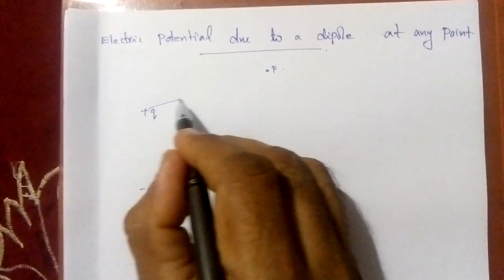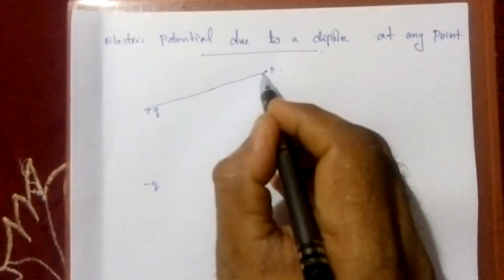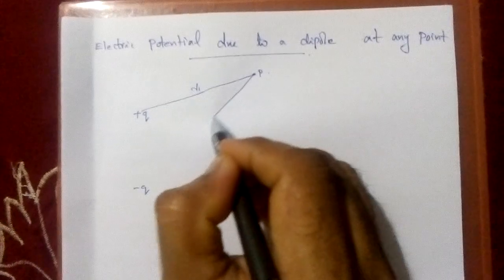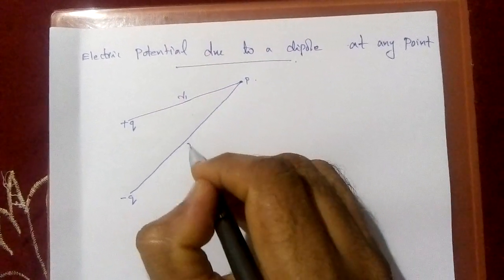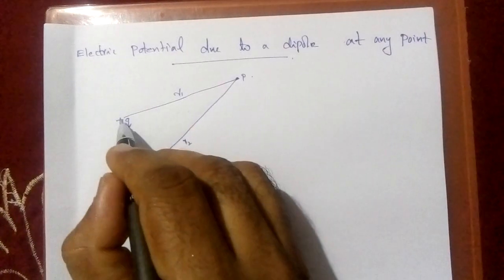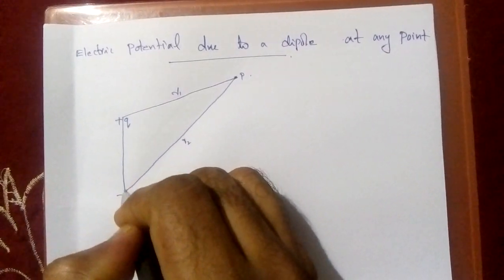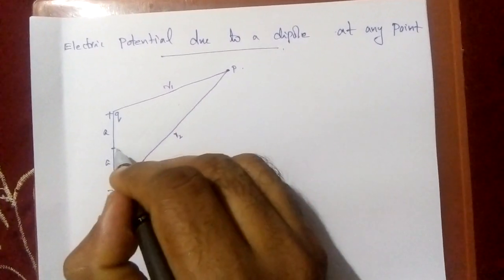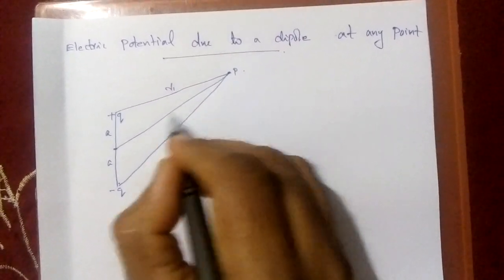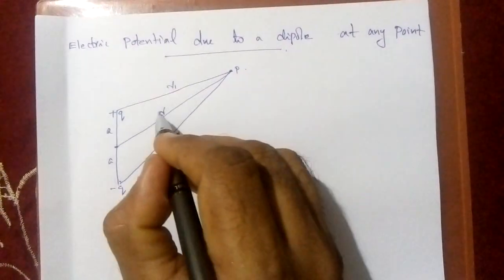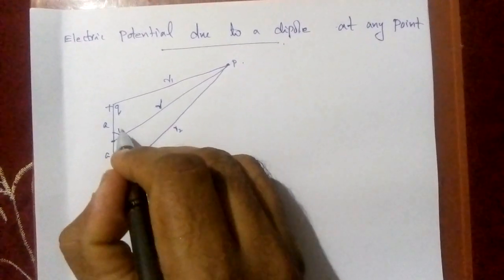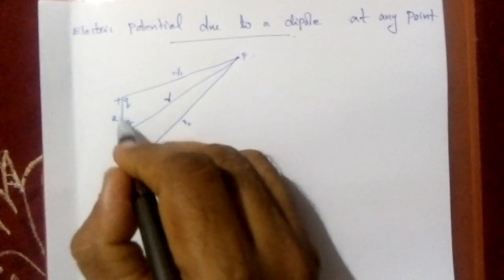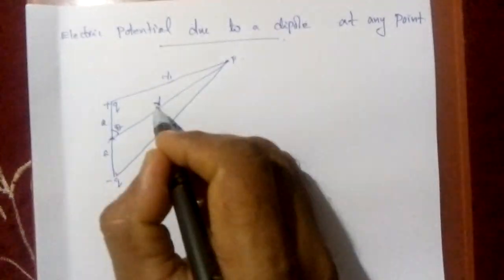From the plus Q we can draw the distance as R1, and from the point P to the minus Q distance we are taking as R2, and the dipole length we can take as 2A, and the center we can take here, so A and A. From the center to the point P the distance we are taking as R, and this is the angle theta. The dipole moment direction is from negative to positive, so the dipole makes an angle theta with that R.